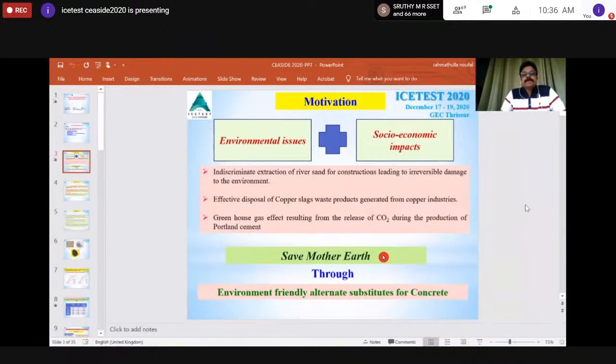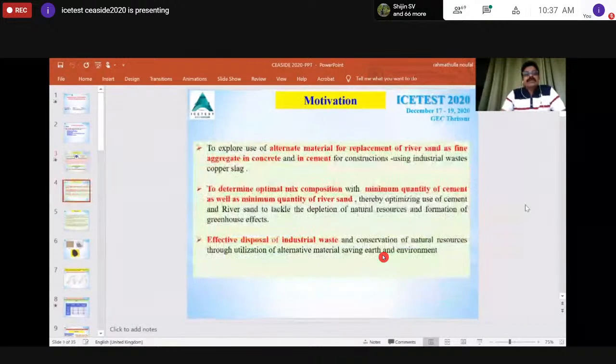this waste. Okay. And in the production of cement, as we know, a large amount of CO2 gas is released, and it will affect global warming, and so many issues will be there. So if you replace the cement with GGBS and so on, it will lead to a reduction in the release of CO2 gases. And finally, save Mother Earth through an environmentally friendly alternative substitute for concrete. That is our main aim.